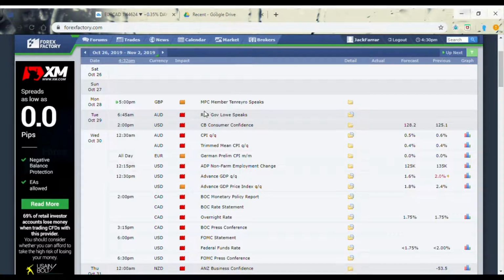And just know that the volatility can spike the charts, spike price, and you can be tagged in and then stopped out within a matter of seconds.